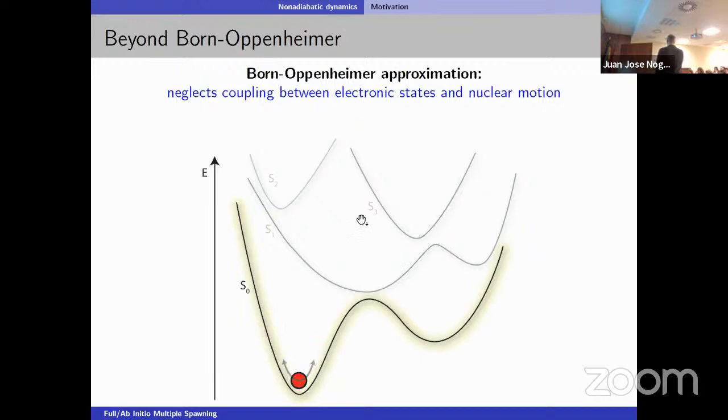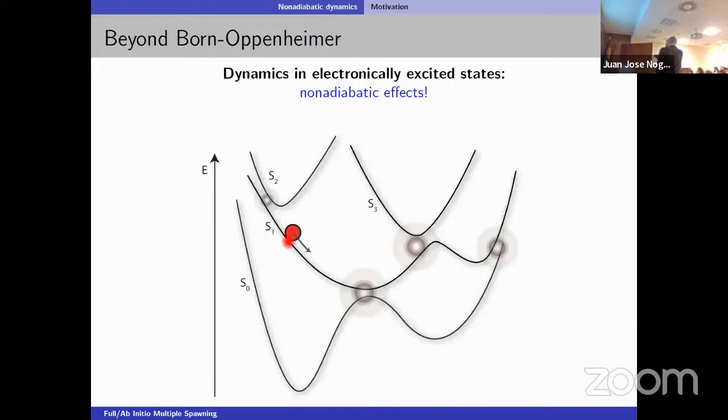But we can wonder what happens if we are interested in processes where a molecule is now in an excited state. Because very likely we will reach this region here where electronic states come close in energy. When these electronic states come close in energy, the nuclear motion may be sufficient to trigger a transfer of the molecule from one electronic state to the other. This is called a non-adiabatic process. This is the non-Born-Oppenheimer effect that I was mentioning before. And in this particular case, the Born-Oppenheimer approximation will simply break down.